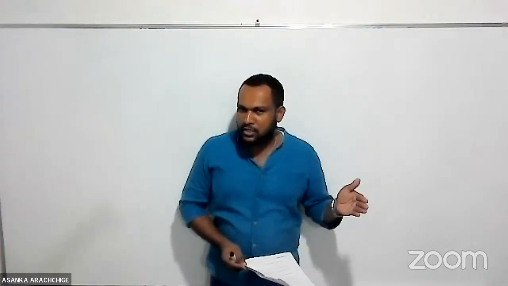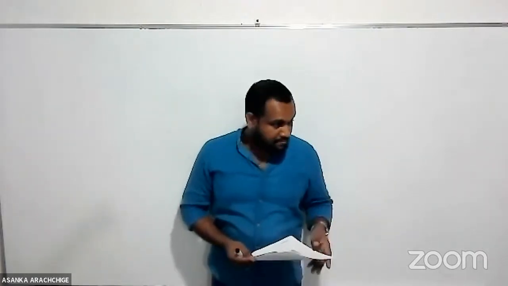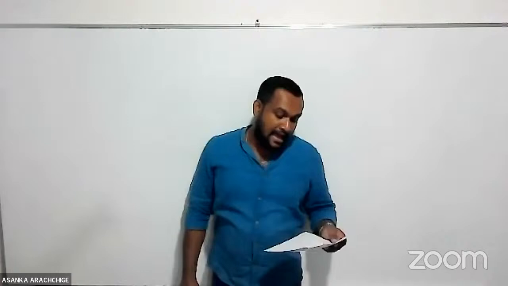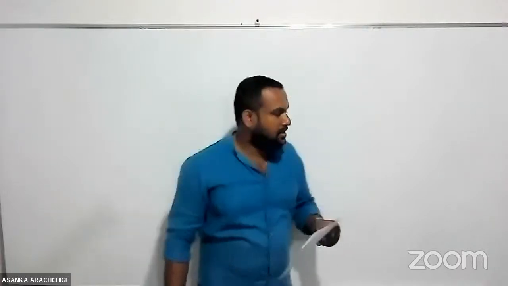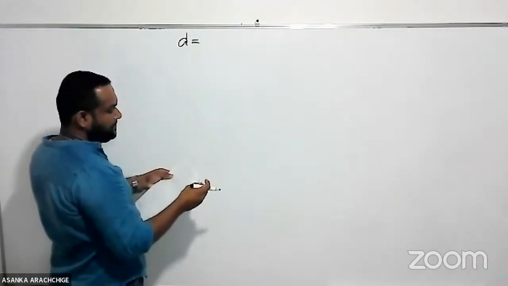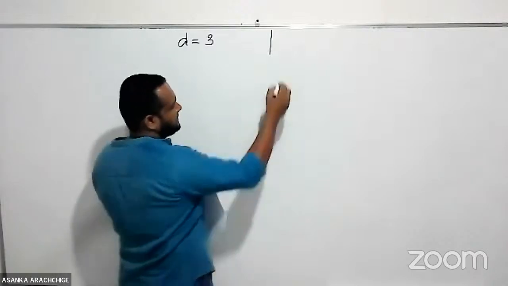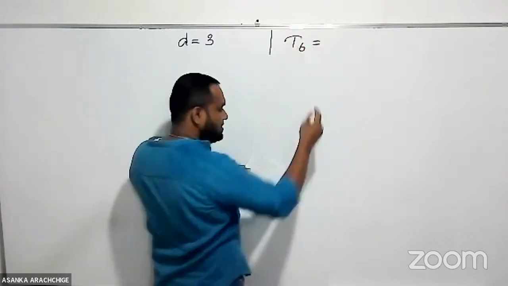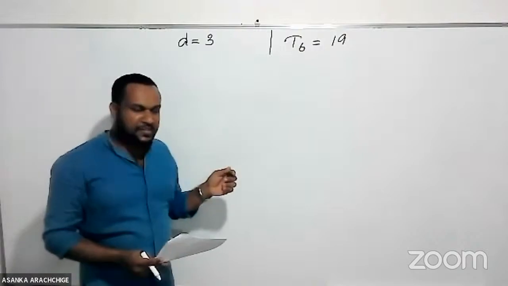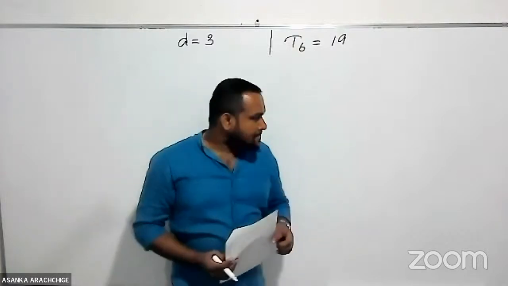Tell me what is the usual symbol that we use for the common difference of an arithmetic progression. D, simple D. The common difference and the sixth term of an arithmetic progression are 3 and 19. Common difference D is given to be 3, and also given T6, the sixth term, is 19, right? By using this information, we are asked to find the value of the first term, the value of A. Right, good.